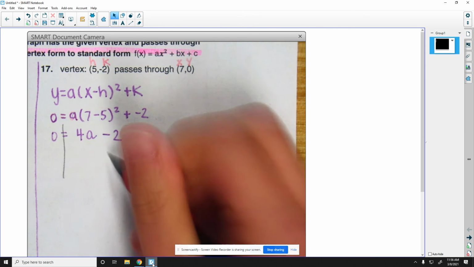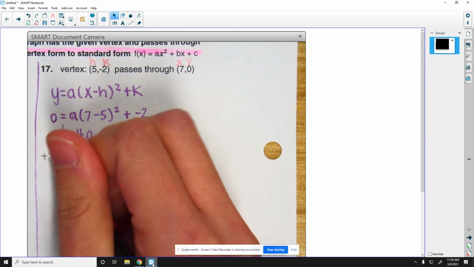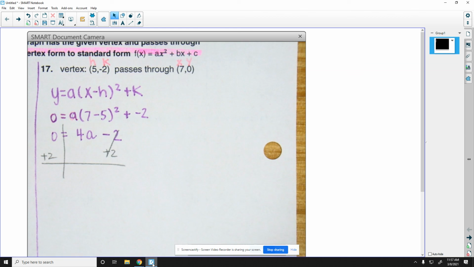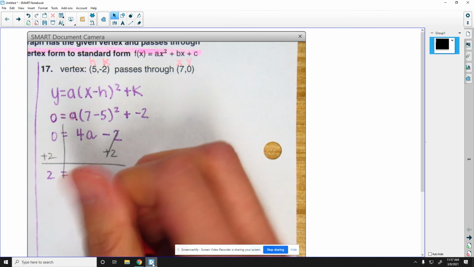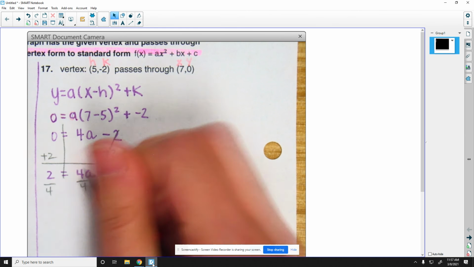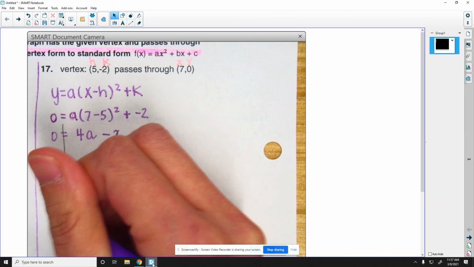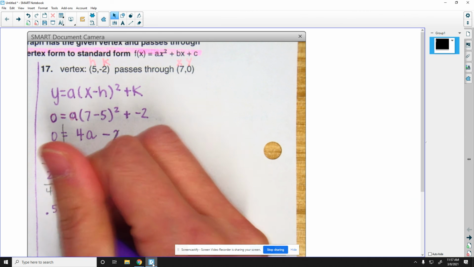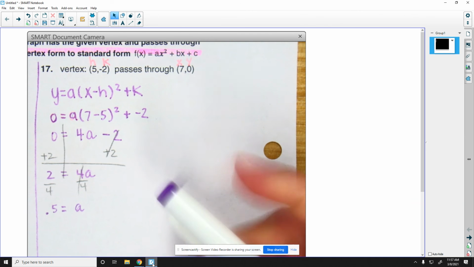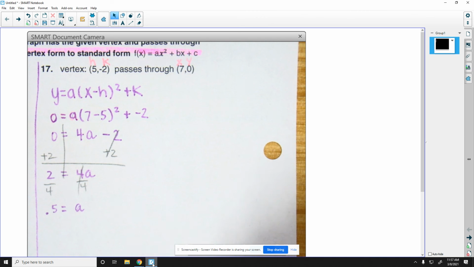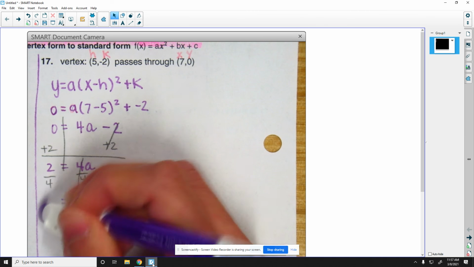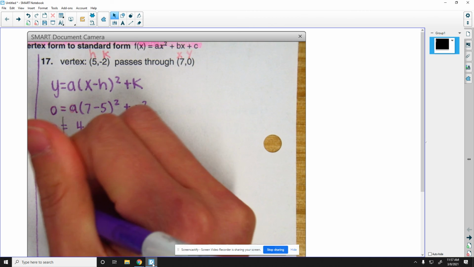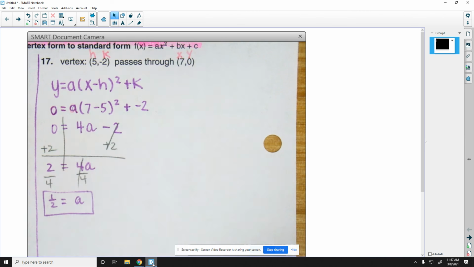Okay, so now I'm going to add 2 to both sides. So I get 2 equals 4A. Then I'm going to divide by 4 on both sides. So I get A is 0.5, or A is half. Do you want to write it as a fraction or decimal? Fraction would be easier because normally when we write equations, having it in fraction is easier. But you can have decimal, it's fine.